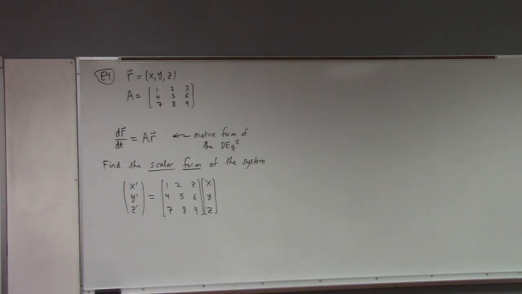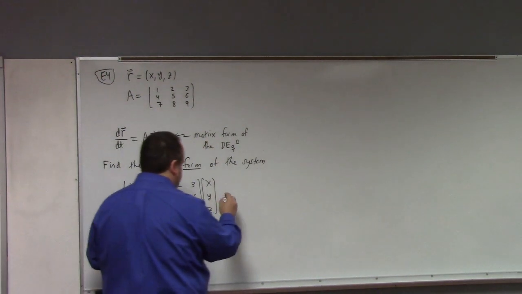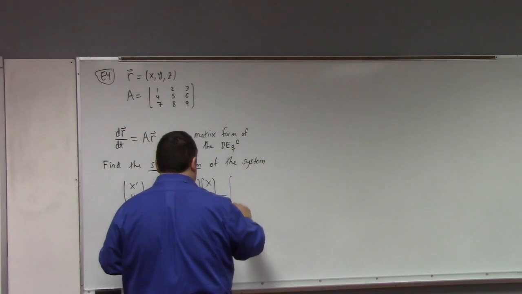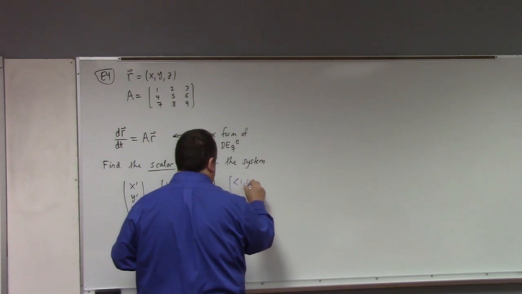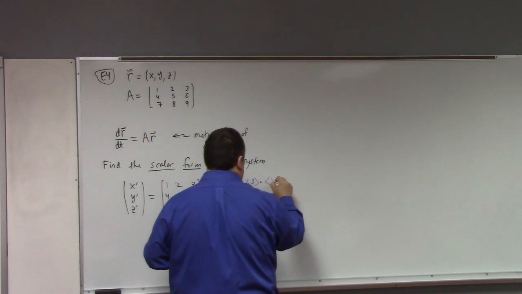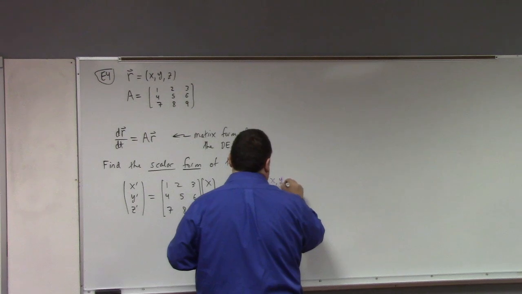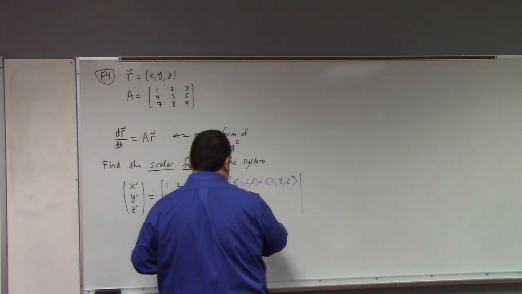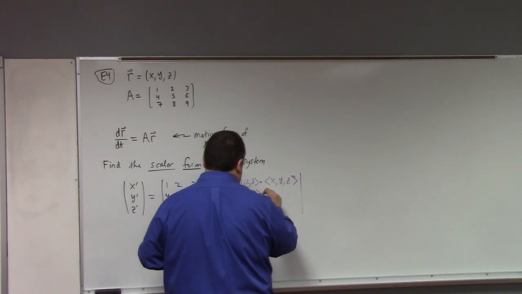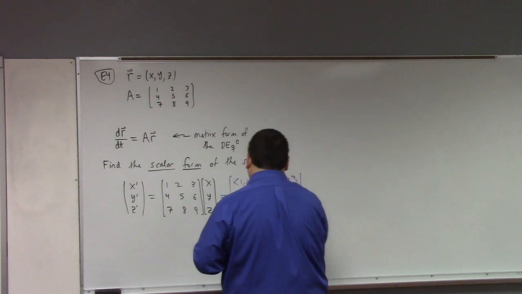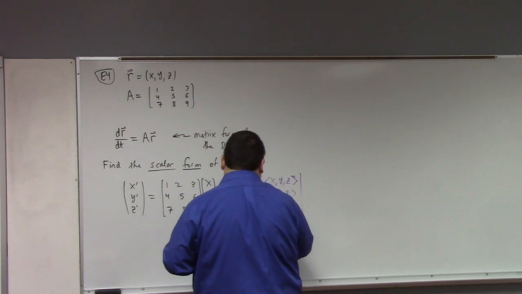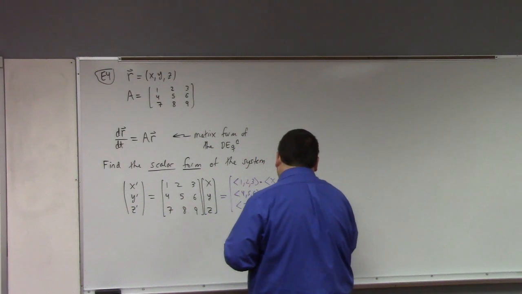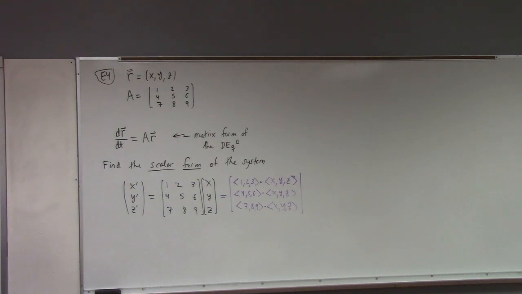How do we multiply a matrix times a column? Let's talk about it. It is a dot product, right? What we got is actually the dot product of the 1, 2, 3 vector with the x, y, z vector, and then the dot product of the 4, 5, 6 vector with the x, y, z vector. Then the dot product of the 7, 8, 9 vector with the x, y, z vector. That's how we calculate a matrix times a column.